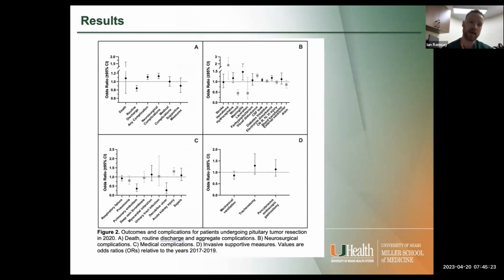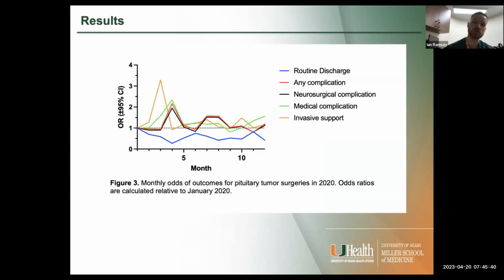And so also we looked at outcomes, and there was no significant difference in death when patients were treated in 2020 compared to the prior years, but slight increases in any kind of complication, neurosurgical complications, but no difference in medical complications or supportive measures. And again, this is just a month-to-month analysis of the outcomes.